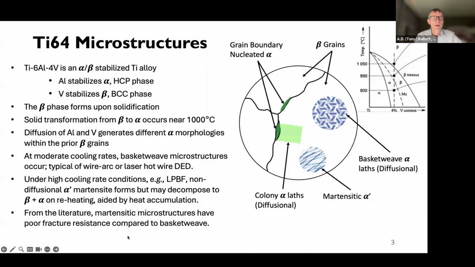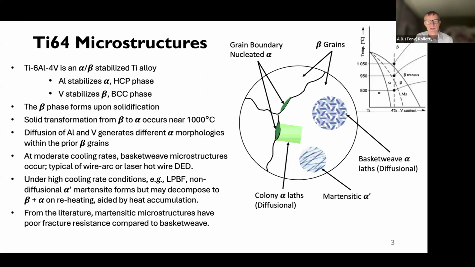Okay, so I need to keep moving if I'm going to get through this in a reasonable time. Titanium with 6% of aluminum and 4% of vanadium is an alloy that's typically used in a mixed phase state. It has roughly 90% alpha, depending on its history, and the remainder is beta. The aluminum stabilizes the hexagonal phase, and the vanadium stabilizes the body-centered cubic phase.